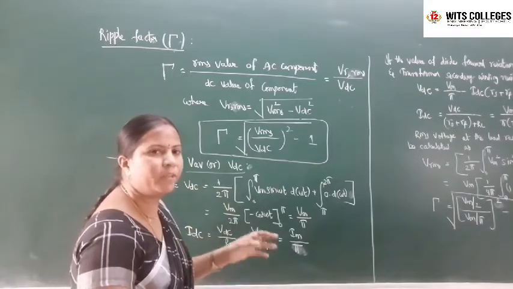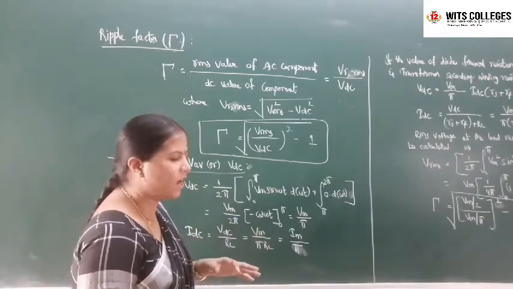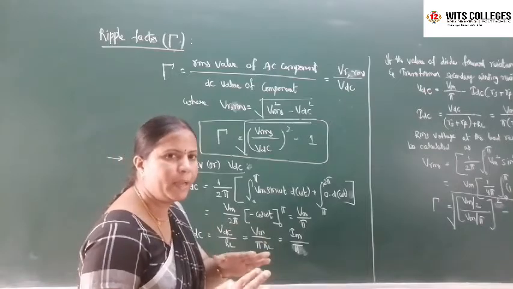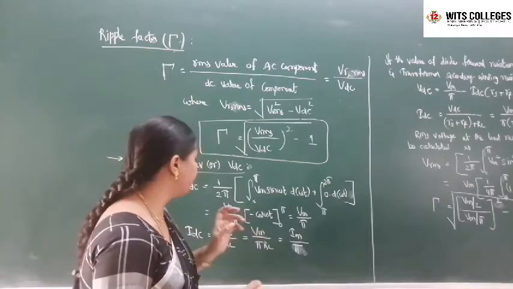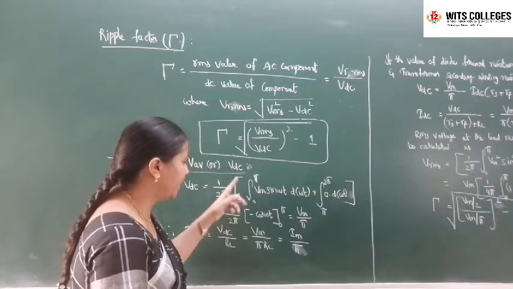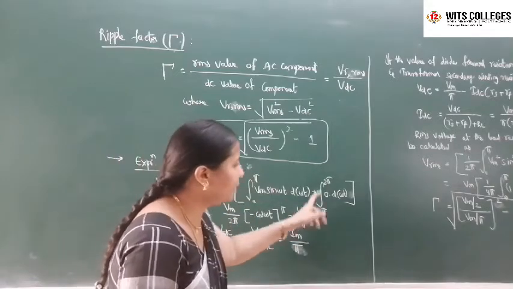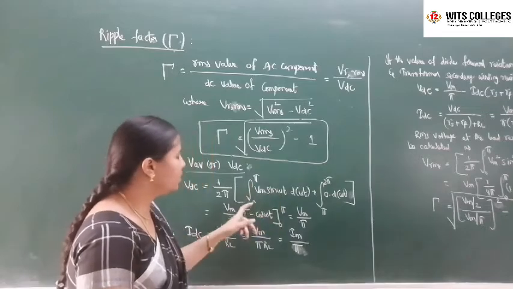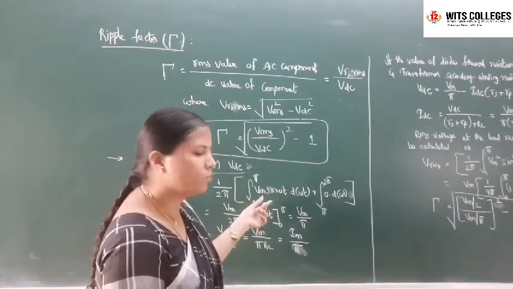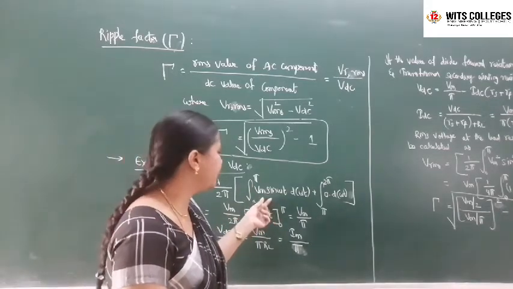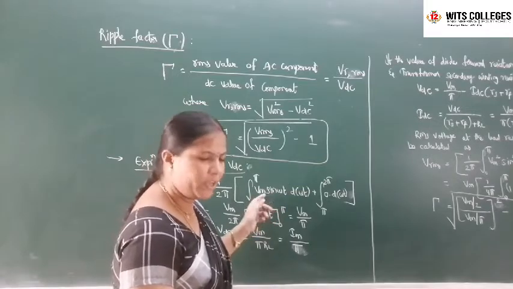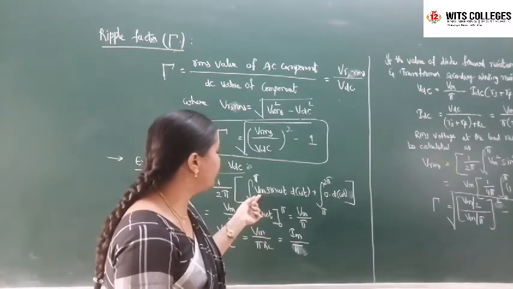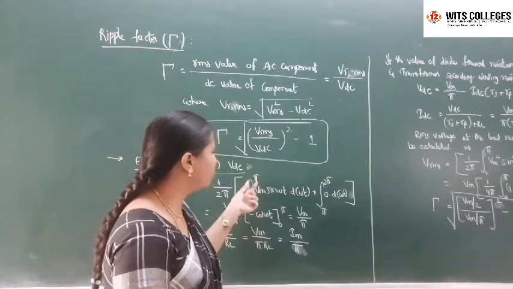2 pi means for the input, the total full one cycle, 0 to pi to 2 pi. That is the AC input. That's why we are taking 1 by 2 pi here from 0 to pi to 2 pi. This is the AC input voltage. From 0 to 2 pi, what is the input voltage? It is Vi equal to Vm sin theta, sin omega t or Vm sin omega t.